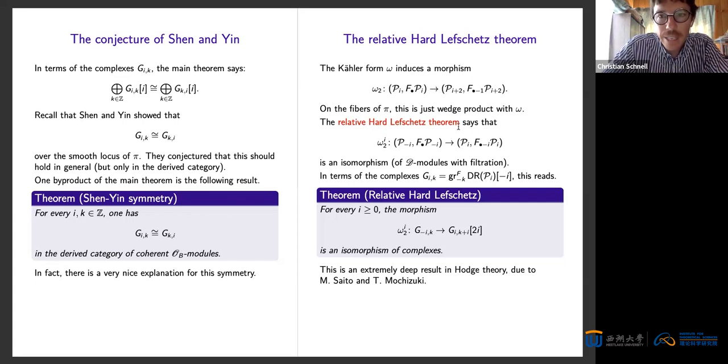I can take the relative hard Lefschetz theorem and write it in terms of my perverse Hodge complexes, the G_{i,k}. So what it will say is the graded piece for P_{-i} and the graded piece for P_i will be isomorphic. And there'll be some shift in the filtration, so there'll also be some shift in the second index. If I write it out precisely, it says that G_{-i,k} will be isomorphic to G_{i,k+i}, and then an extra shift. Okay, so hard Lefschetz says there is an isomorphism of complexes between those two particular perverse Hodge complexes.